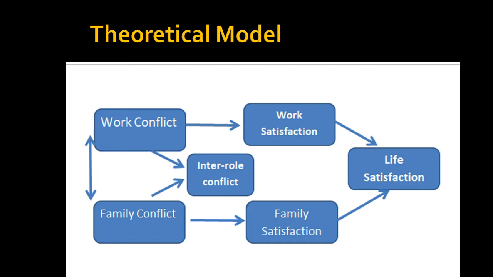Now, when these two conflicts are existing, a new conflict is created called inter-role conflict. What does it mean? You have two roles to play in life, work roles and family roles. That's why you have a next conflict called inter-role conflict. Now, because of work conflict, you have poor work satisfaction, and because of family conflicts, you have poor family satisfaction. And work satisfaction and family satisfaction result in life satisfaction. So, logically, all these concepts are arranged.